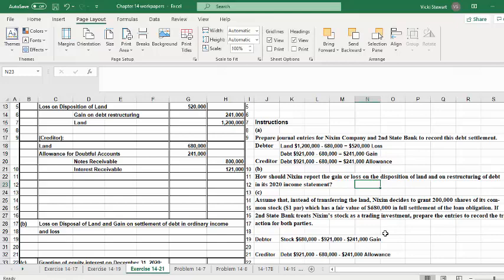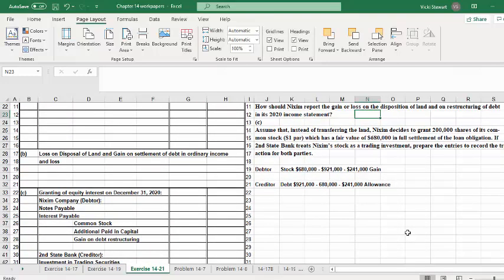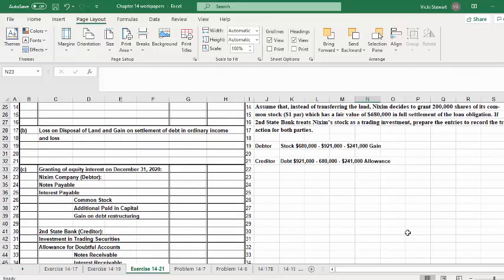Part C states, assume that instead of transferring the land, Nixum decides to grant 200,000 shares of its common stock, $1 par, which has a fair value of $680,000, in full settlement of the loan obligation. If Second State Bank treats Nixum stock as a trading investment, prepare the journal entries to record the transaction for both parties.